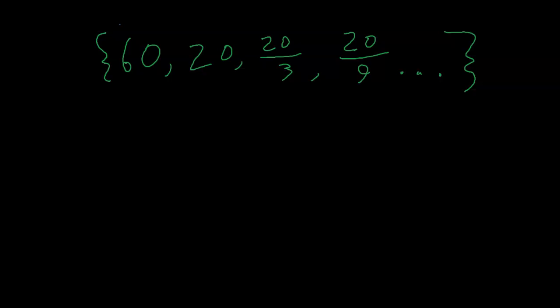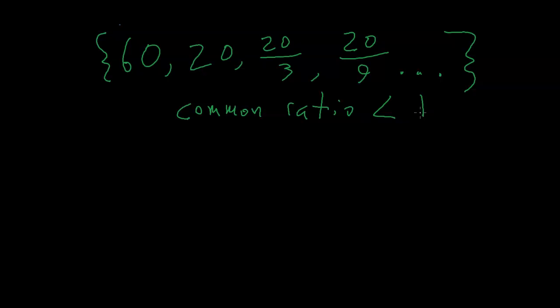All right, so let's look at this sequence. Clearly we started with positive 60. Then we got positive 20, so automatically we can tell that this is a decreasing geometric sequence. So automatically we should know that our common ratio is definitely going to be less than positive 1. We should be able to tell this right off the bat.